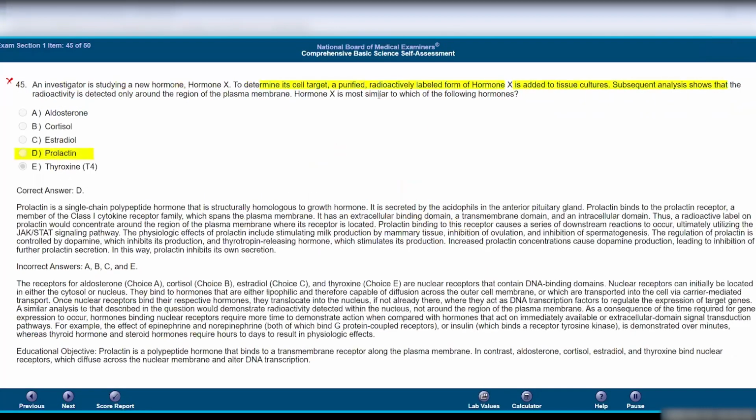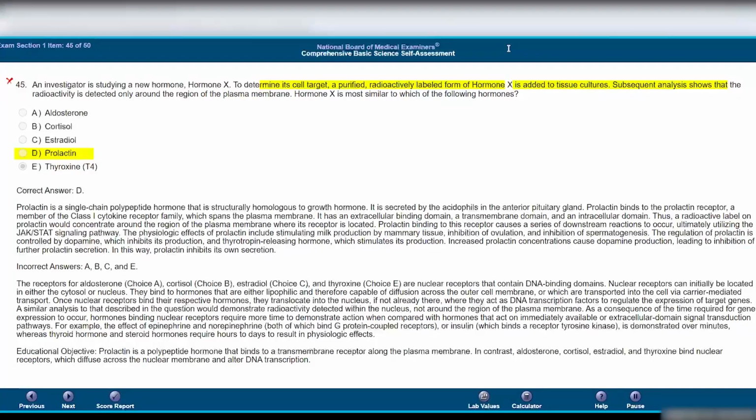Okay, this one here. An investigator is studying a new hormone, hormone X, to determine its target cell. A purified radioactively labeled form of hormone X is added to tissue cultures. Subsequent analysis shows that the radioactivity is detected only around the region of the plasma membrane. Hormone X is most similar to which of the following hormones? So I assume that the receptor that hormone X attaches to would be a transmembrane one, but I didn't remember what hormone had that receptor. Yeah, for sure, 100%.